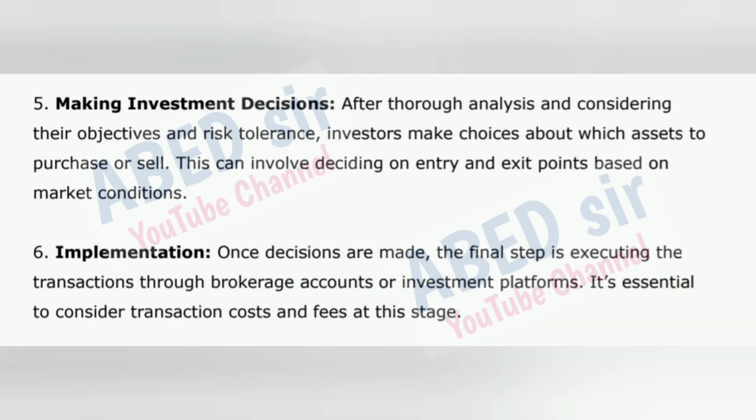5. Making investment decisions. After thorough analysis and considering their objectives and risk tolerance, investors make choices about which assets to purchase or sell. This can involve deciding on entry and exit points based on market conditions. 6. Implementation. Once decisions are made, the final step is executing the transactions through brokerage accounts or investment platforms. It's essential to consider transaction costs and fees at this stage.